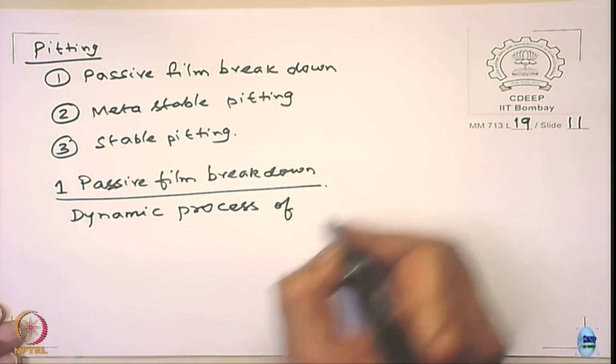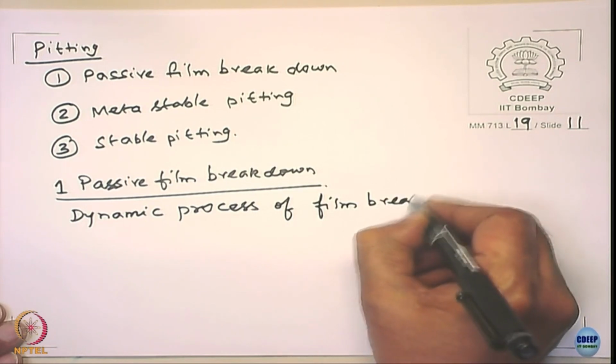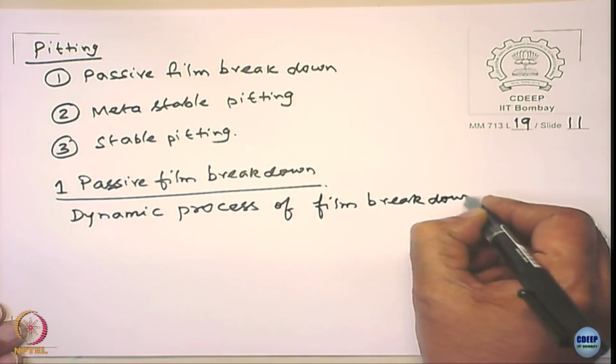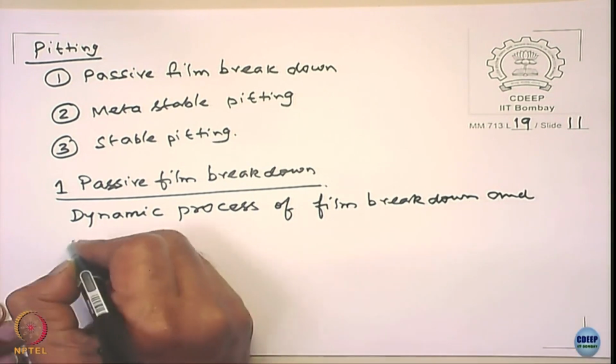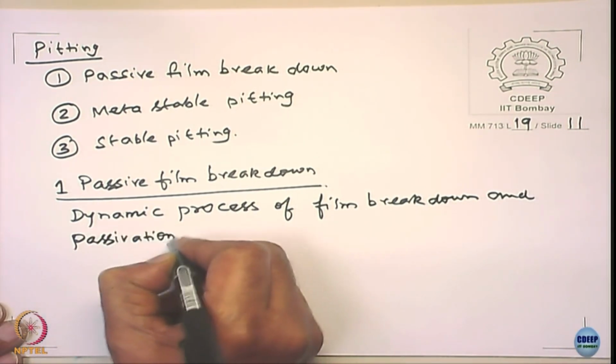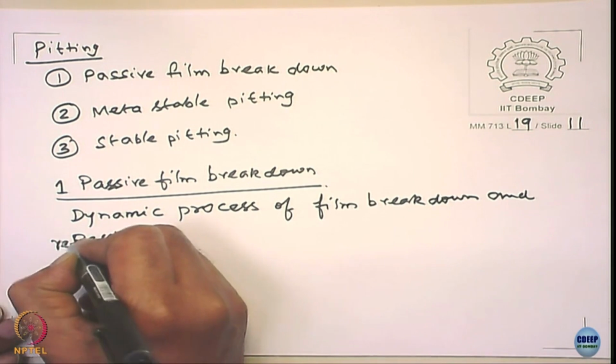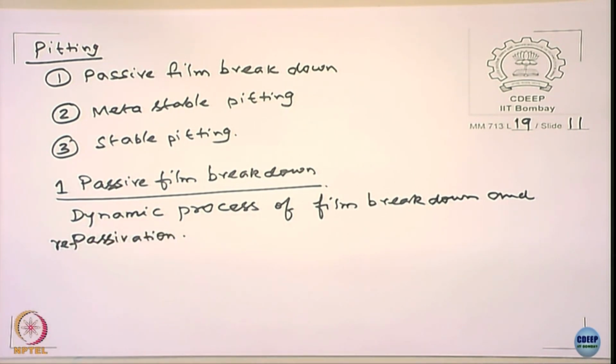Of film breakdown and passivation. It continuously happens, right? The only thing is the rate of repassivation. You use the term repassivation, may be more appropriate. Okay, so if we can quickly heal, then the current comes down.